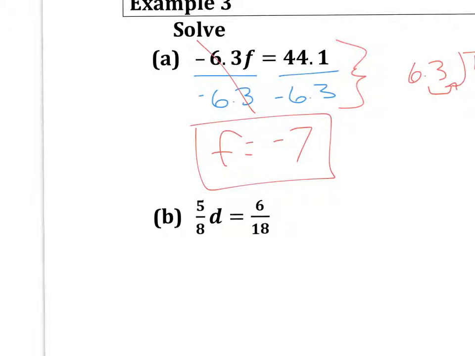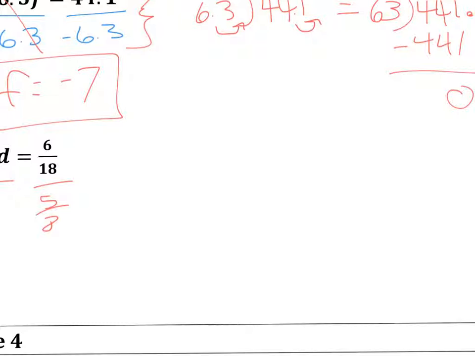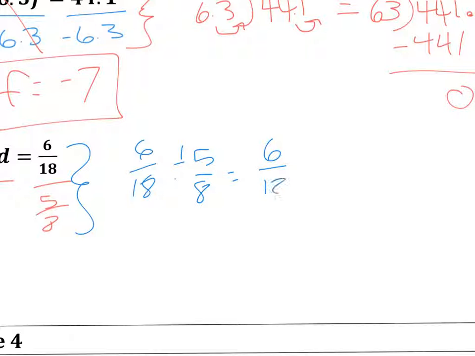On B, in order to get D by itself, D is being multiplied by 5/8. In order to undo that, we would divide both sides by 5/8. Again, you can show your work over here, but let's take that to the right of it and actually do that division. So we would have 6/18 divided by 5/8, which is the same as 6/18 times 8/5.